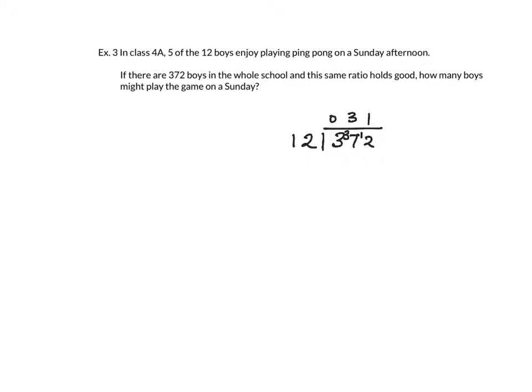In other words, I multiply 12 by 31 to get 372. If I multiply 5 by 31, I get 155. So out of the 372 boys in the school, 155 might be likely to play the game on a Sunday afternoon.